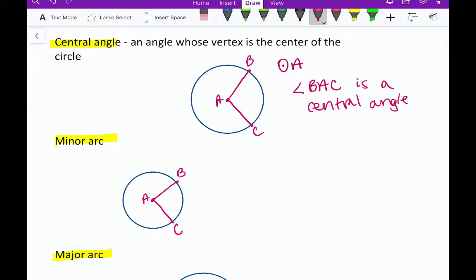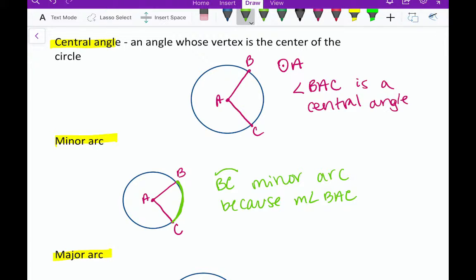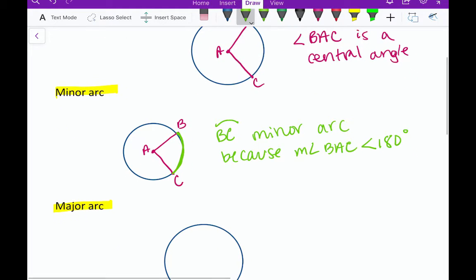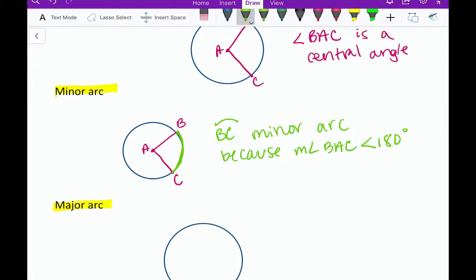So again, we have central angle BAC, and this right here is arc BC, and that is called a minor arc, and we write it like this. Arc BC is a minor arc, and the reason it is a minor arc is because the measure of angle BAC, which is the central angle, is less than 180 degrees. So a minor arc is an arc formed by a central angle that is less than 180 degrees.